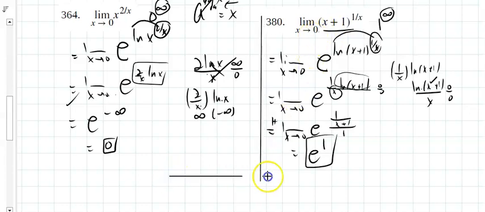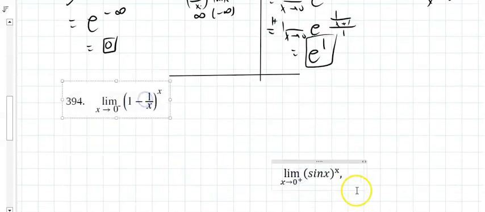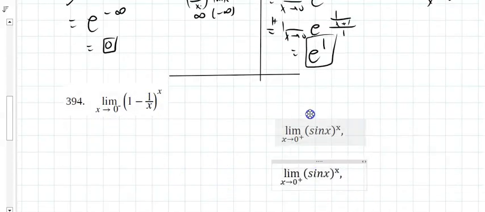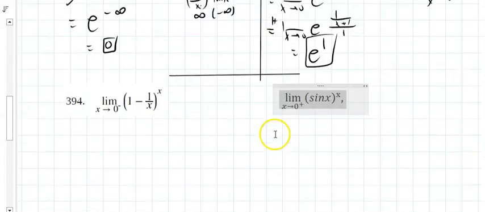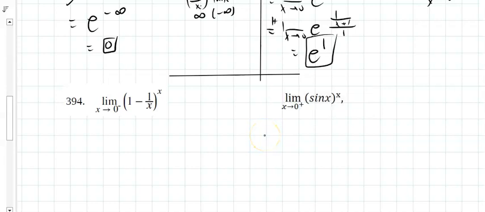Couple more problems and I'm done. Now I will point something out at the end. I added a lot of problems because I don't think this section has enough problems. If I let x equal 0, I'll get negative infinity to the 0 power.